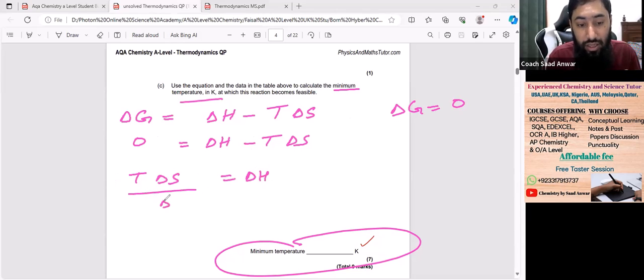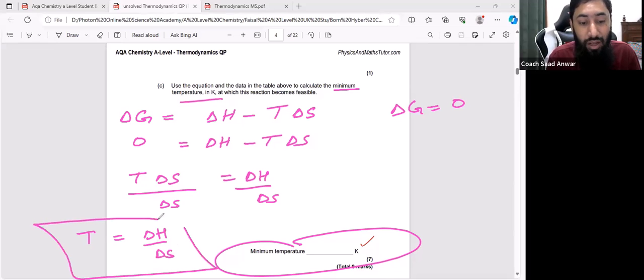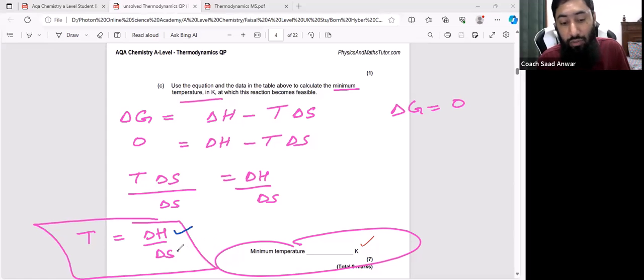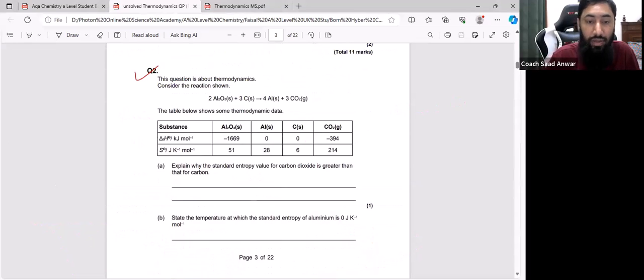I have to divide by delta S, so that I can separate T. The equation would now have this form. So guys, if I can get the value of delta H and the value of delta S, then obviously it's quite easy for me to find T. Let's see how I can find delta S and delta H. So I am going to the back page, because data is given on this page. The equation is T equals delta H upon delta S.